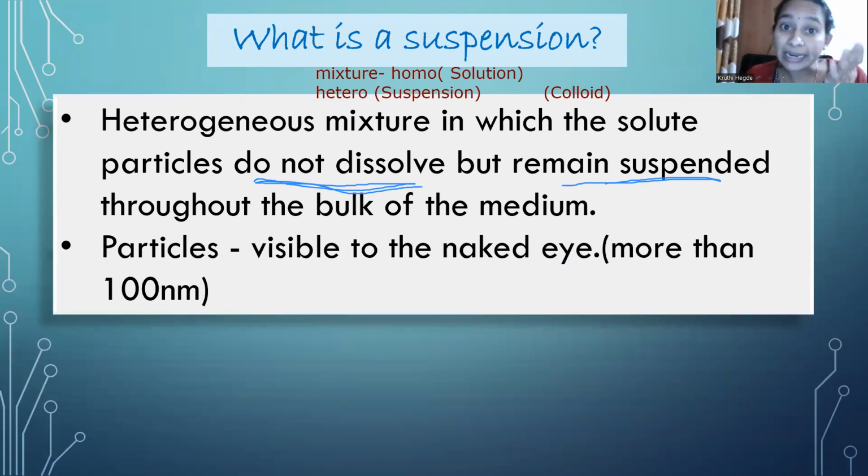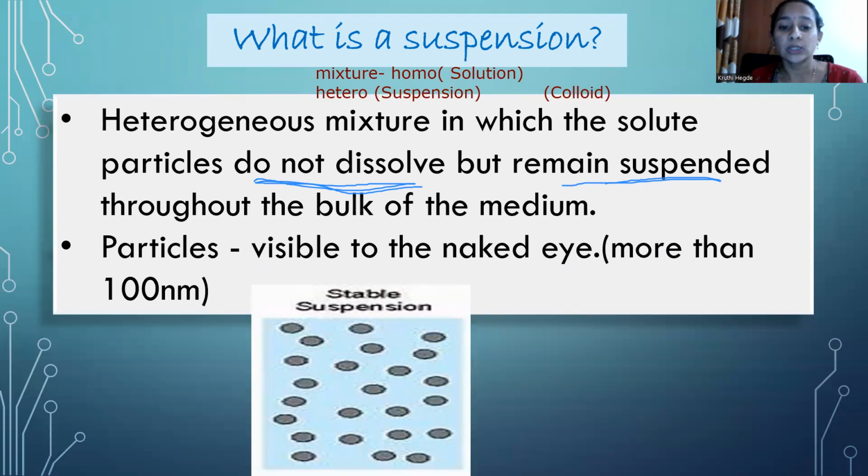Okay, next point. Particles will be visible to our naked eyes because they are more than 100 nanometer. For example, sand in water. That's an example of a suspension. Or even wheat flour in water. Wheat flour in water does not dissolve. It's a suspension. In case of a suspension, the particles spread out in the mixture, they do not dissolve.